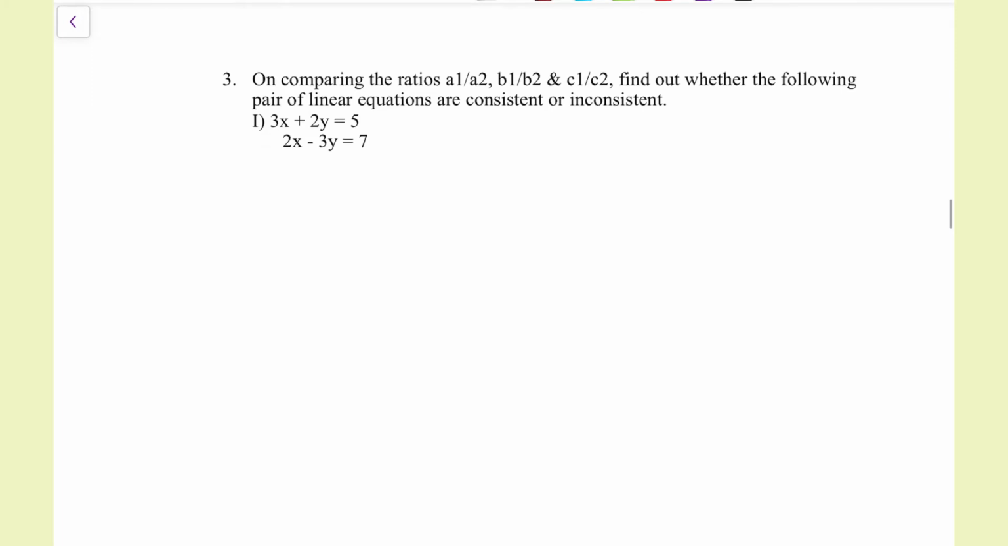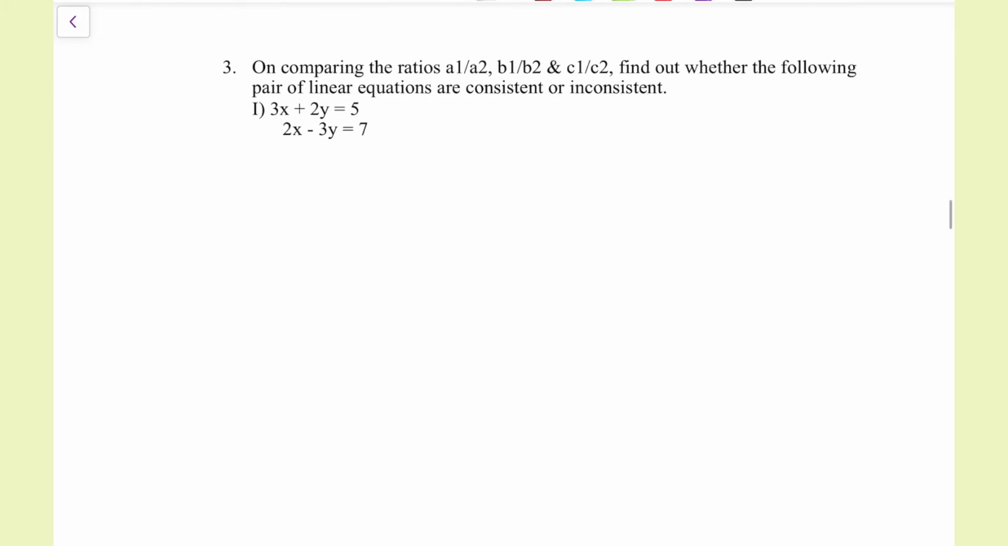Coming to bit number 3. On comparing the ratios a1 by a2, b1 by b2 and c1 by c2, find out whether the following pair of linear equations are consistent or inconsistent. What exactly does consistent, inconsistent mean? Let us check it out.